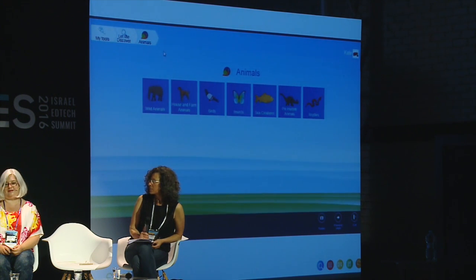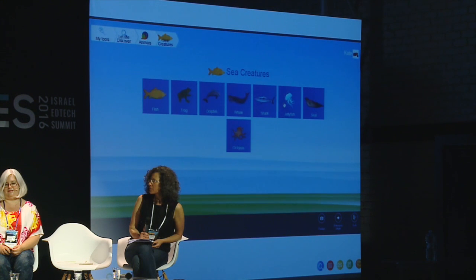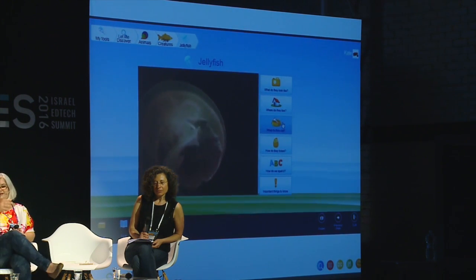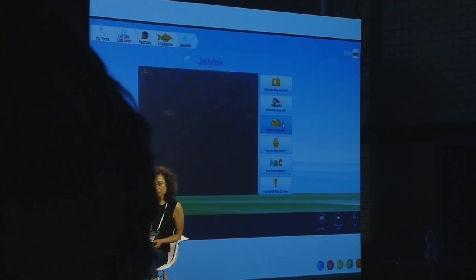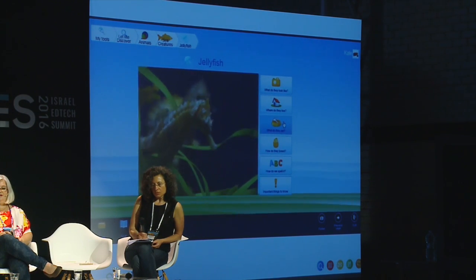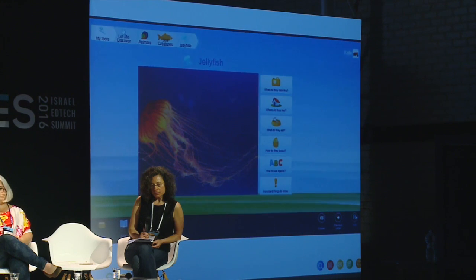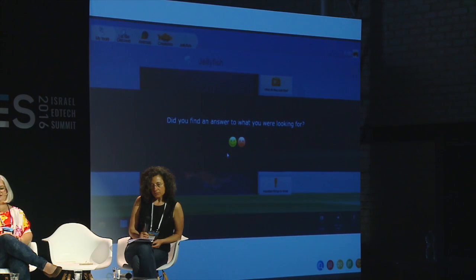Animals. Sea creatures, jellyfish. We've cut the information into small pieces to keep the child's attention. What do they eat? Jellyfish eat small fish and other sea creatures. They capture their prey with their tentacles, which contain venom, which can be found underneath their bodies. When Kate wants to exit, a question pops up, so that she gets used to asking herself, did I achieve my mission? Exit. Did you find an answer for what you were looking for?